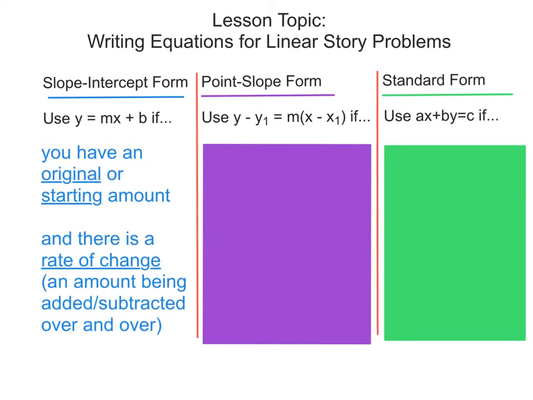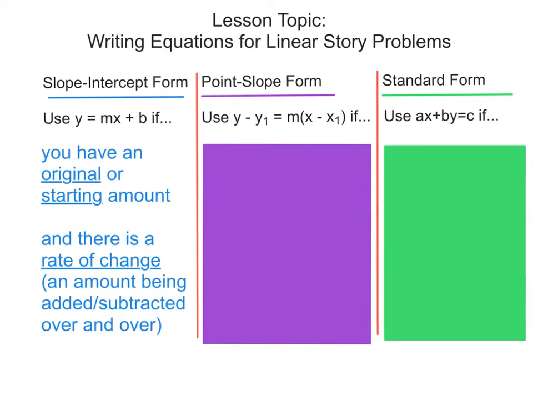The other thing to look for is a rate of change. That's an amount that's being added or subtracted over and over. So again, with that same student with some money in his checking account example, it might be, and they gain $20 each week for allowance. If that's a rate of change, you'd be getting $20 this week and $20 next week and $20 the next week. So that would be an amount being added over and over. If you see those types of things, that is going to be key information to help you decide that slope-intercept would be the right equation to use.